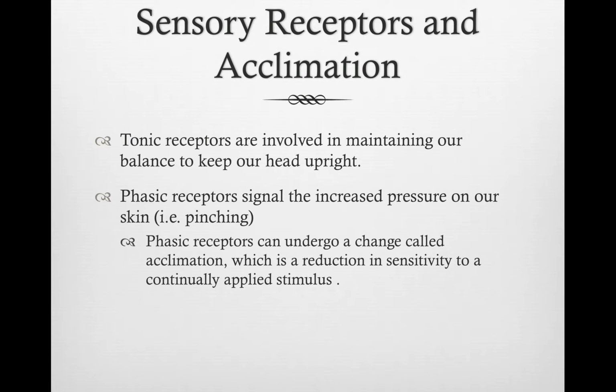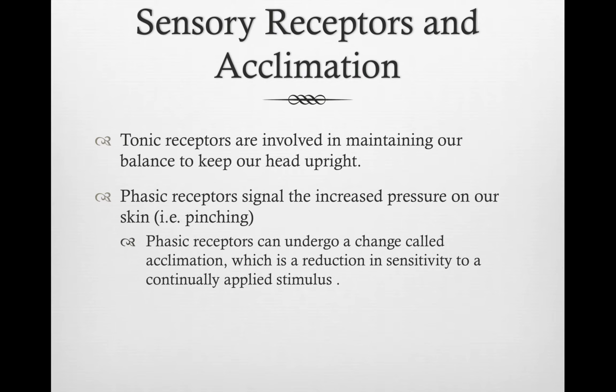Now, we have a couple of different sensory receptors, and we want to talk a bit about the idea of acclimation. So tonic receptors are involved in maintaining our balance. They help keep our head upright. So they're the receptors that, if we lean too far back in a chair, we feel that sensation that we're falling backward, and then we obviously respond to it by trying to make sure we right ourselves before we fall over.